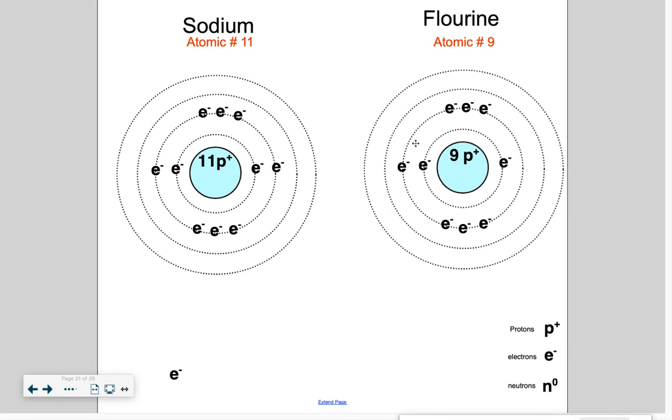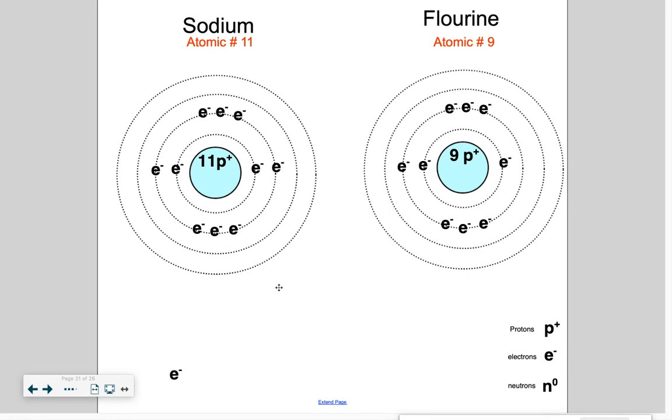With fluorine, however, I'm all done. Look, it only had 9 electrons total, so I don't even need to go past the second shell. I put 2 on the first shell, and I put 7 on the second shell, and fluorine is done. Well, I'm not worrying about neutrons today, but other than that, fluorine is done.